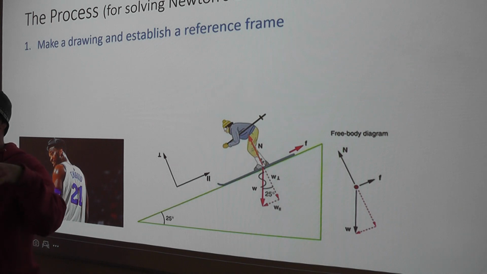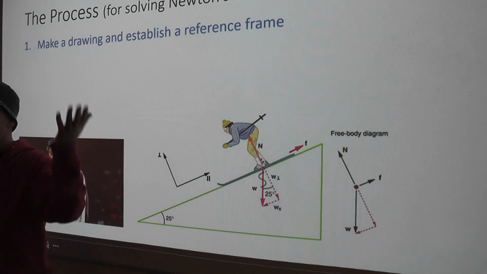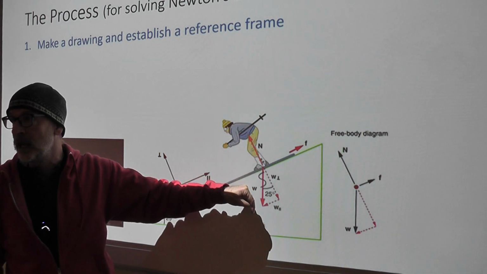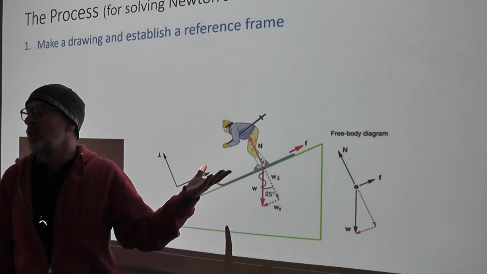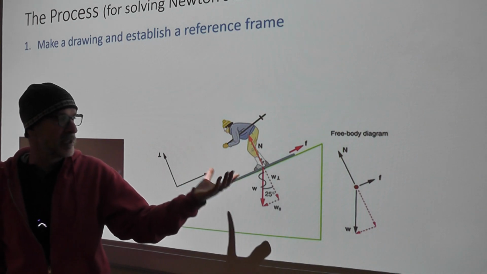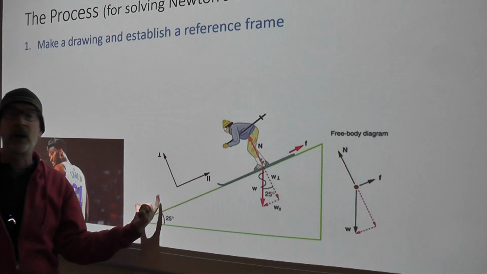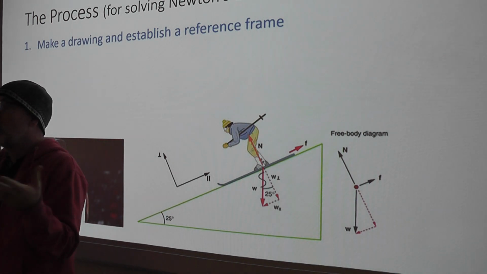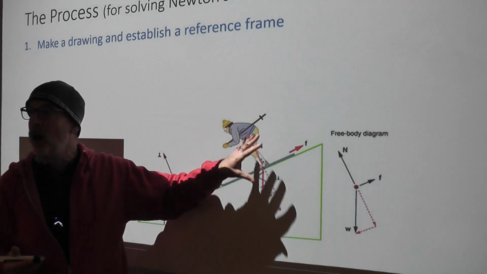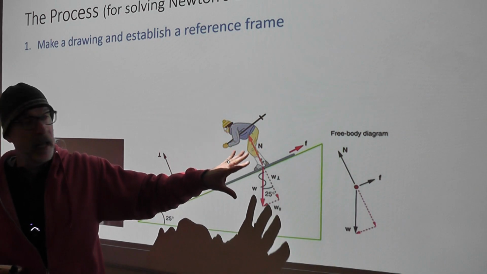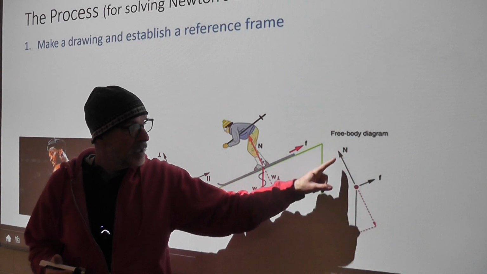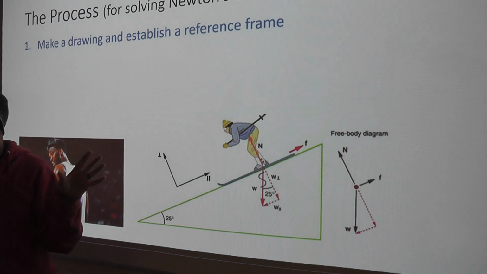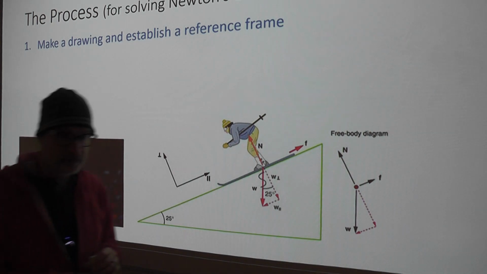Like, it can be 12 inches of powder and down you go. So it's possible that this skier is accelerating into the hill. We don't know, but usually we can make reasonable assumptions, like the skier is going to move in this direction. Those are the kinds of problems that we get, and then we make a drawing. We draw a skier on a hill, and then this is a free body diagram. This is a reference frame. And I'll show you how to do all of that in just a second.